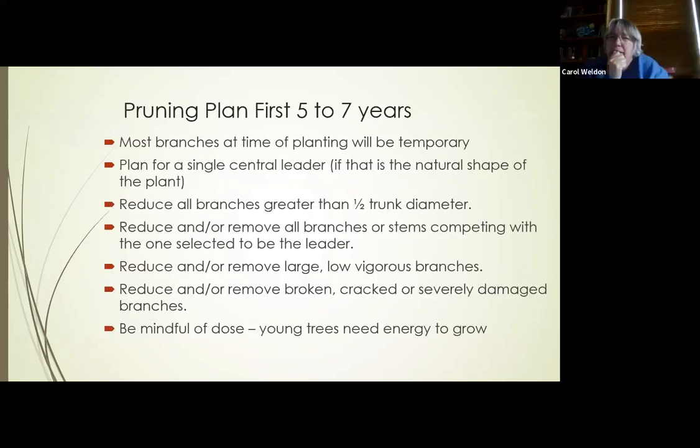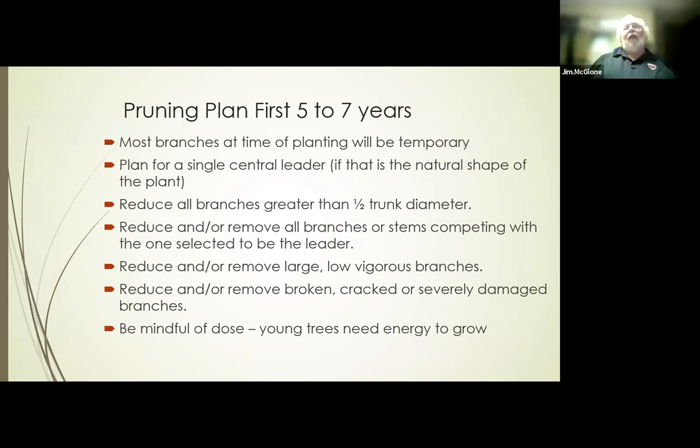Could you explain what a scaffold branch is? Those are the main branches that hold up the canopy of the tree. So in a big mature oak, those would be the great big branches that are attached to the trunk of the tree. And I'll show you a picture later on, I think.